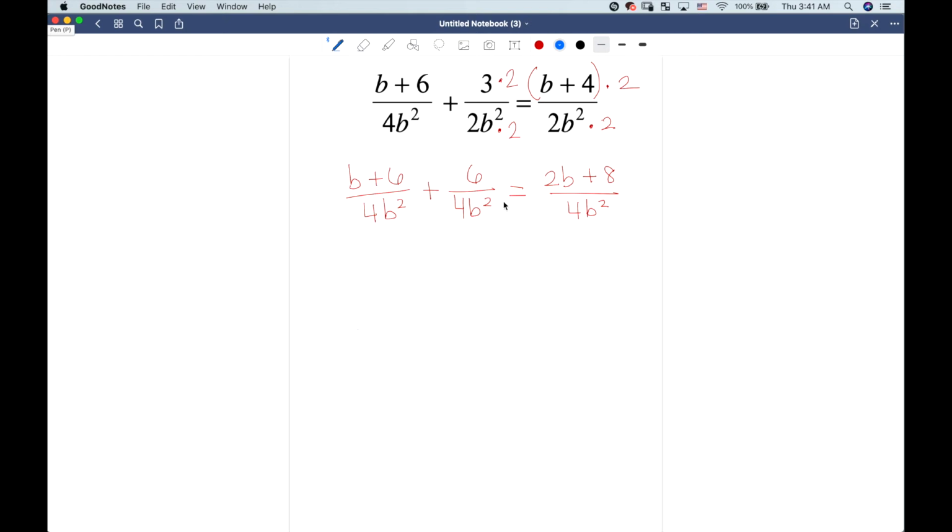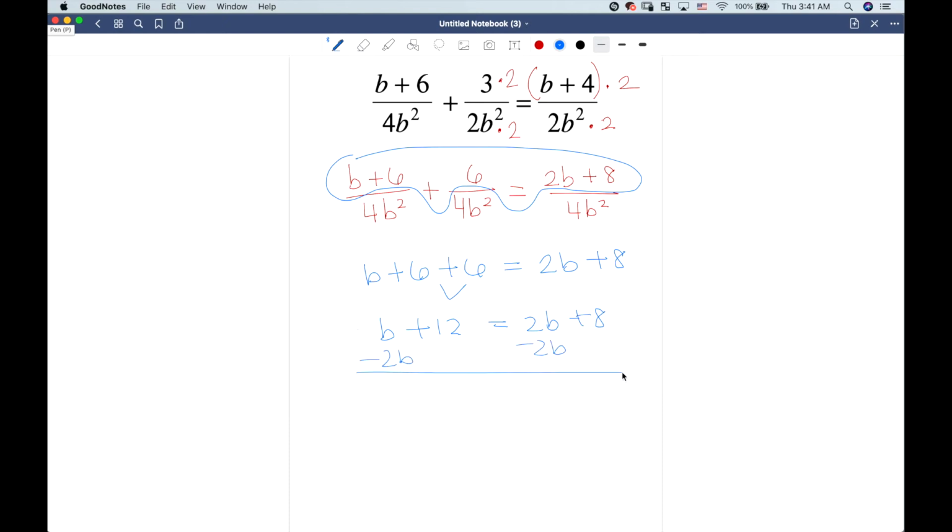As soon as you have common denominators across the problem, you just have to focus on the numerators only. So b plus 6 equals 2b plus 8. Combine like terms, b plus 12 equals 2b plus 8. I'm going to subtract this variable to the left. 1b minus 2b is negative 1b.